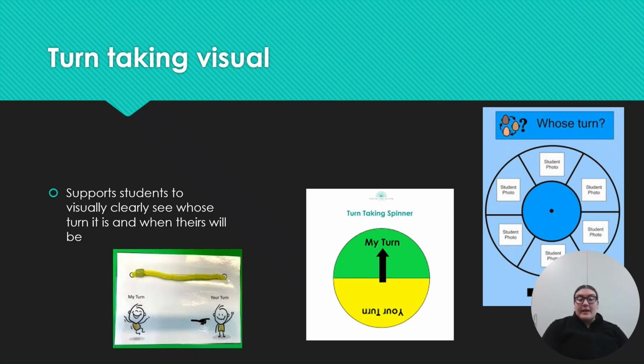The example with the pipe cleaner would be you moving the bead along to show that time's progressing and it's getting closer to their turn. For a whole class level, you might have a larger wheel where there's multiple students' faces and an arrow in the middle, and it shows whose turn it is, and then it's rotating around to everyone.